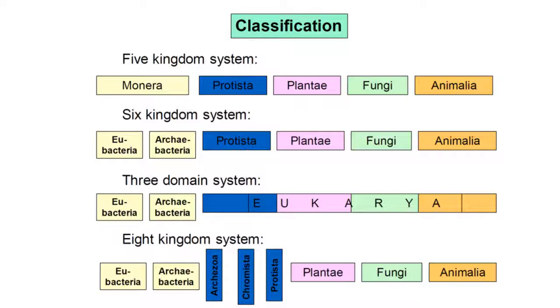In the 8 kingdom system, eubacteria, archaebacteria, archaezoa, chromista, protista, plantae, fungi and animalia. The 5 kingdom system was most used.